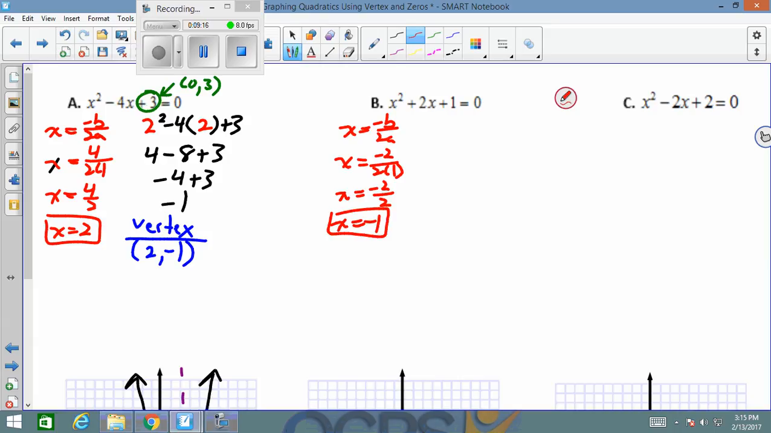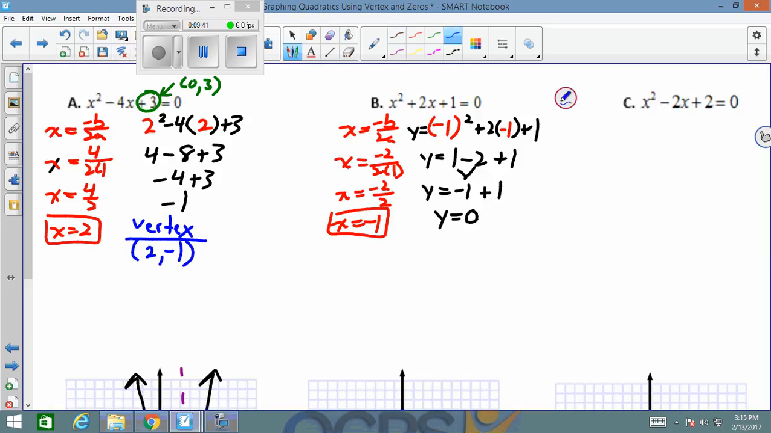Okay, we're going to substitute that back in. So it's negative 1 squared plus 2 times my negative 1 plus 1. And again, this gives me y. Y equals negative 1 squared is just 1. 2 times negative 1 is negative 2. Do those first, so that's going to give me negative 1. It's going to give me 0. So I have a vertex at negative 1, 0. Okay?